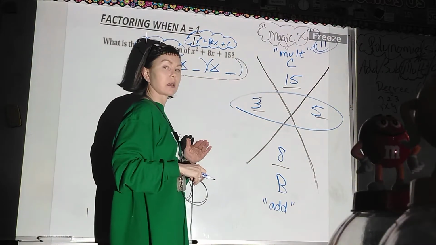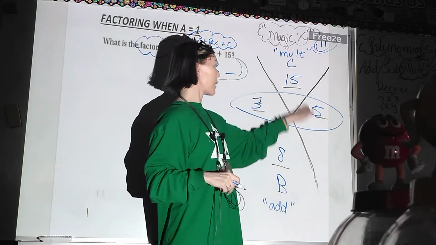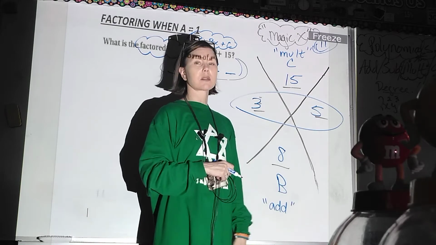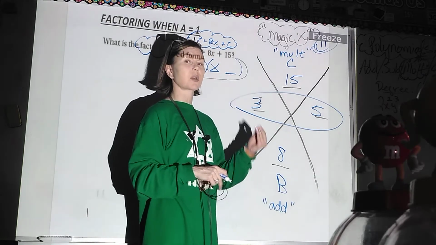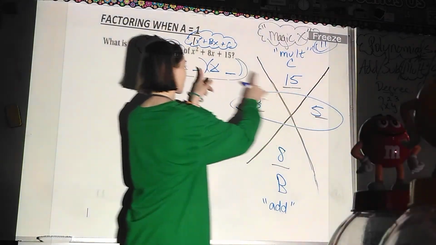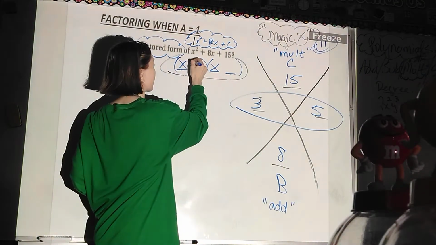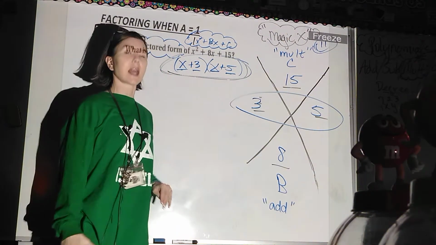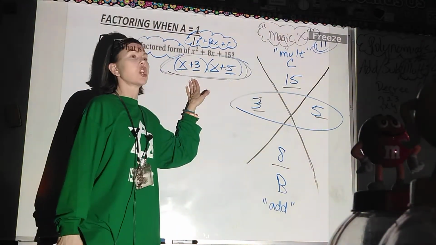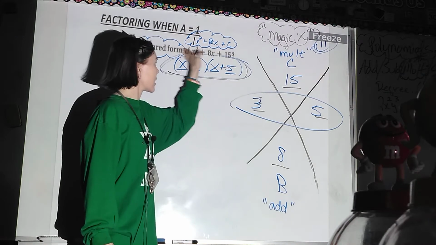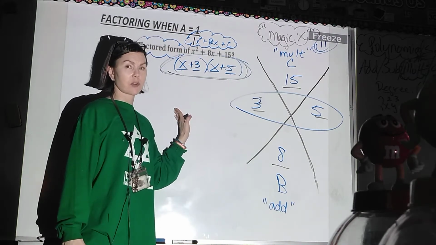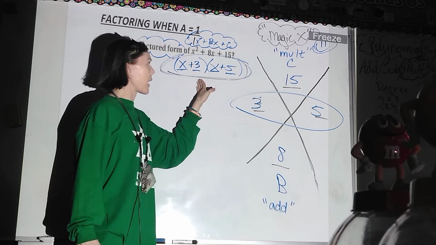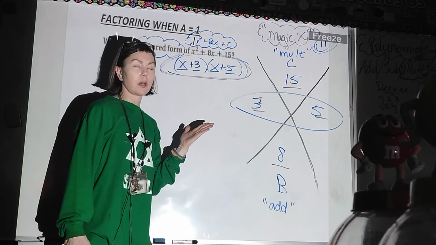Let's just test it. Is 3 times 5 a positive 15? Yes. Does a positive 3 and a positive 5 give us a positive 8? Yes. So these two numbers are going to go here and here. We have a positive 3 and a positive 5, and that is your answer. This is your factored form. You just factored this polynomial, this quadratic. This is the factored form of that.